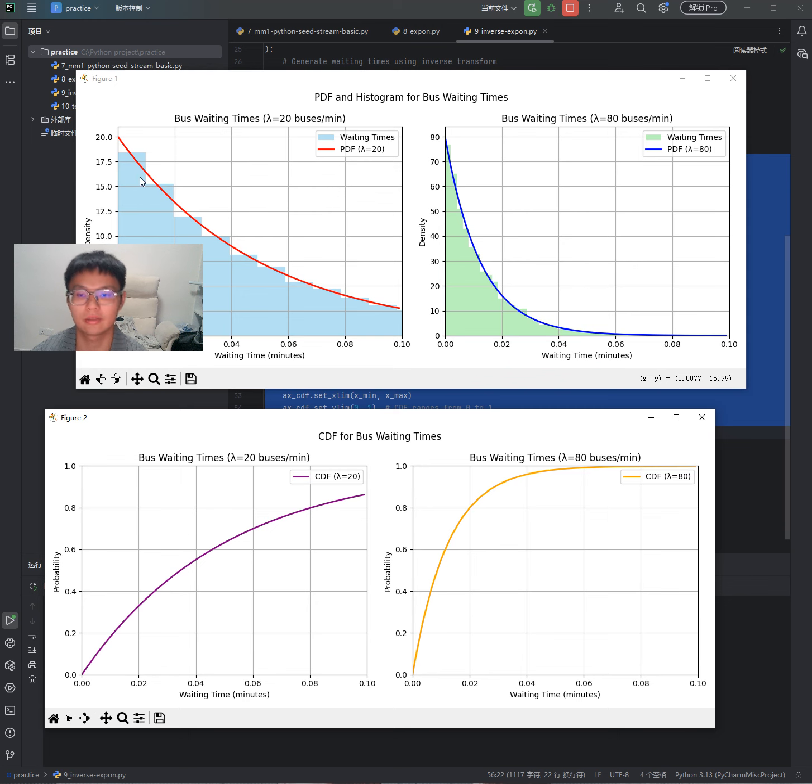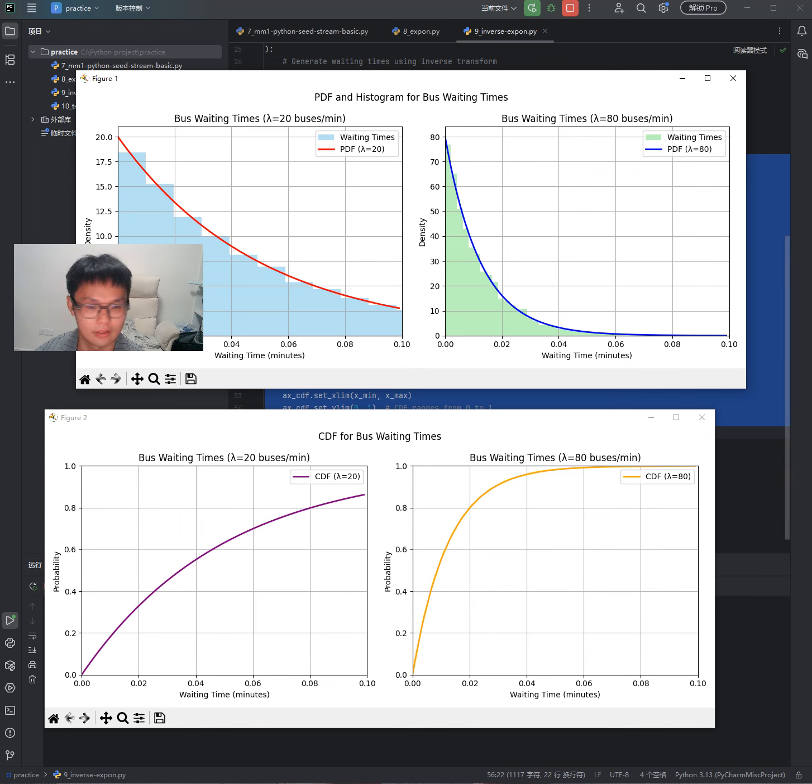Here we compare the probability density of bus waiting time. For lambda equal to 20, a bus comes every 3 seconds, a longer average wait. And for lambda equal to 80, a bus comes every 0.75 seconds, a much shorter wait. So we see that for lambda equal to 80, the histogram and PDF are steep, meaning fast service.